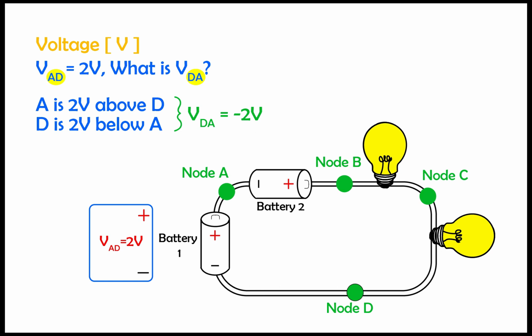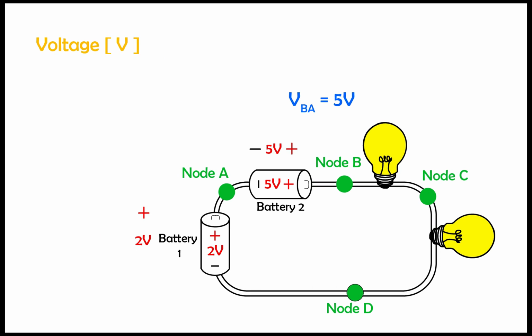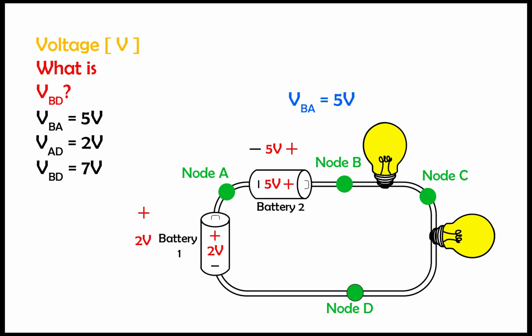Since I sense that you're not fully convinced about the relative property of voltage, let's analyze node B. Let's assume that battery 2 is rated at 5 volts, so the voltage from B to A, VBA, is 5 volts. But what is the voltage from B to D? Well, if B is 5 volts above A and A is 2 volts above D, then it's clear that B is 7 volts above D, making VBD 7 volts.